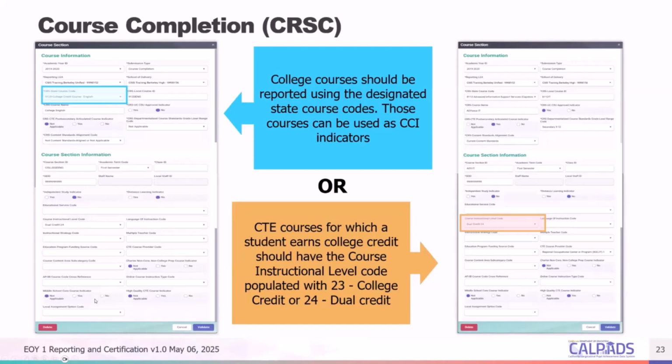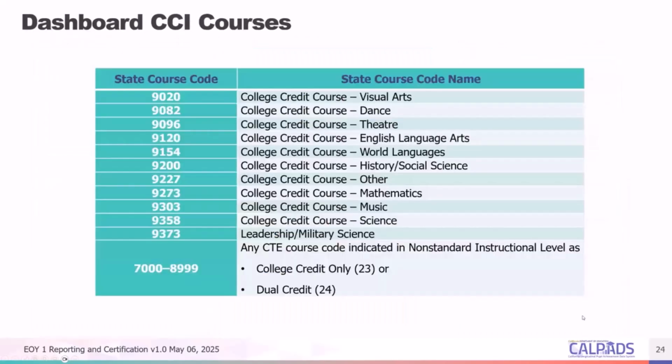But that's going to be the sum total of the data, right? It's really your state course code, your non-standard instructional level code, your APIB course code cross-reference. That's the information that we're going to be using from the course file.